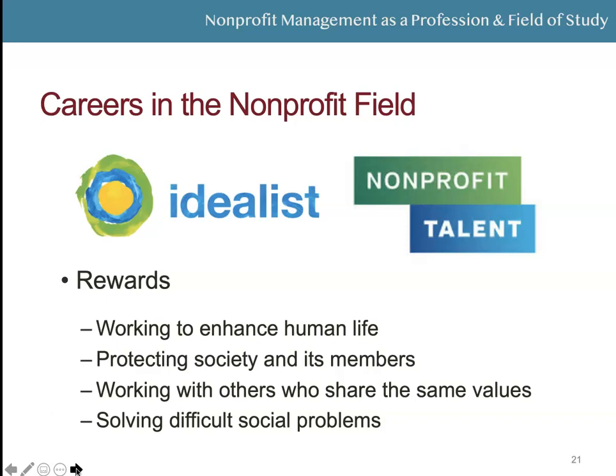There are lots of organizations. Idealist is a fantastic organization that is probably one of the top places to look for nonprofit jobs. Nonprofit Talent is a Pittsburgh, Pennsylvania-based organization, but it's run by a dear friend of mine who I hope to incorporate into this class. And so if you just are curious as to what kind of jobs are available in the nonprofit field, I believe in Blackboard, when you open up these slides, you can click on a live link. And I can certainly add those links as well.